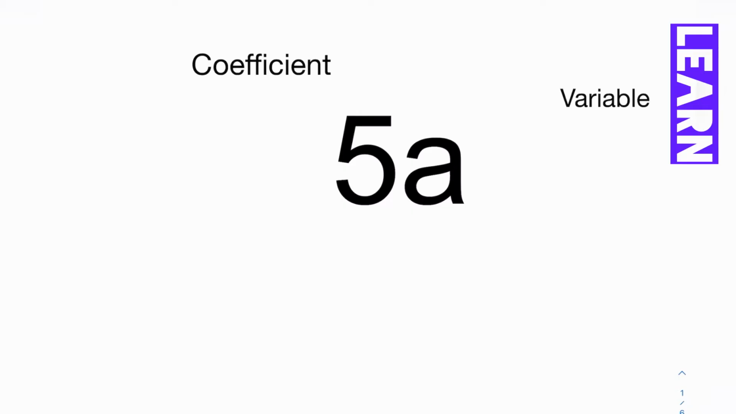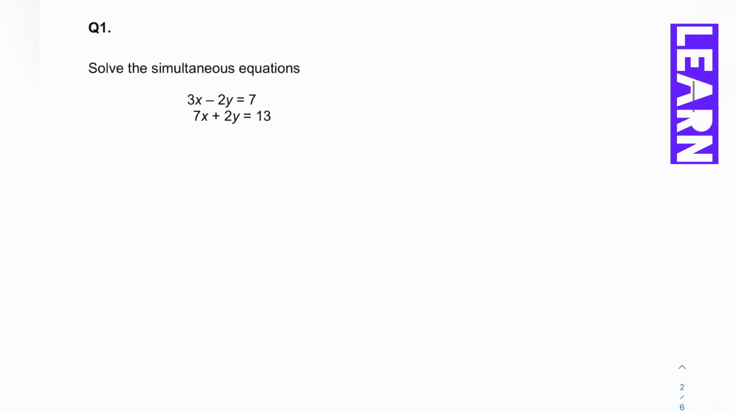Today we're going to have a look at solving linear simultaneous equations. Just to begin with, we'll have a look at some of the key terminology I'll be using. So the number in front of the a, this 5, is called the coefficient, and the a is our variable. So having a look at question 1, it asks us to solve the simultaneous equations.